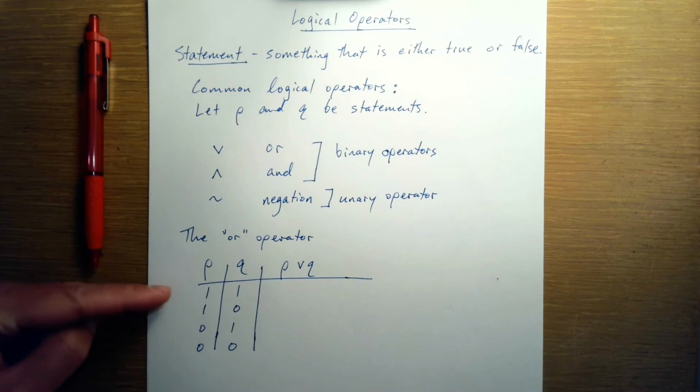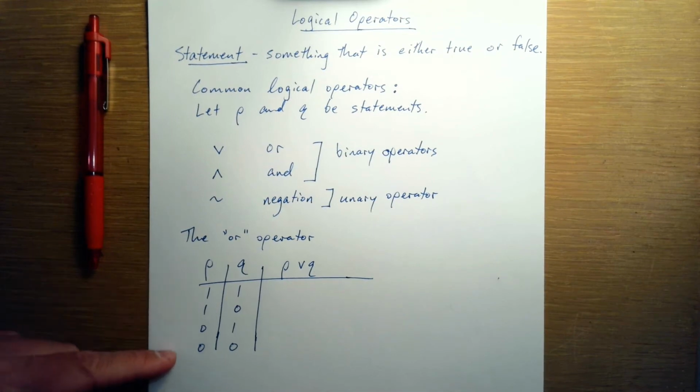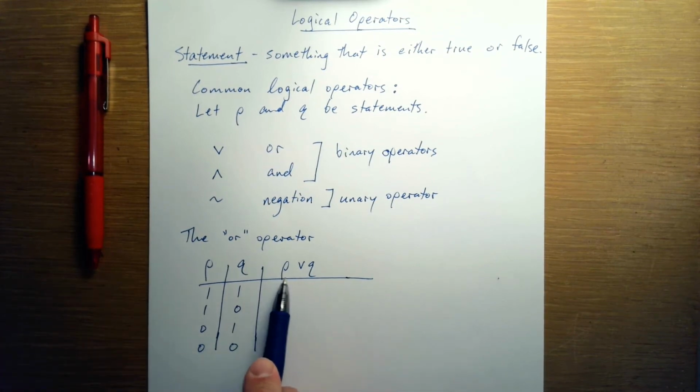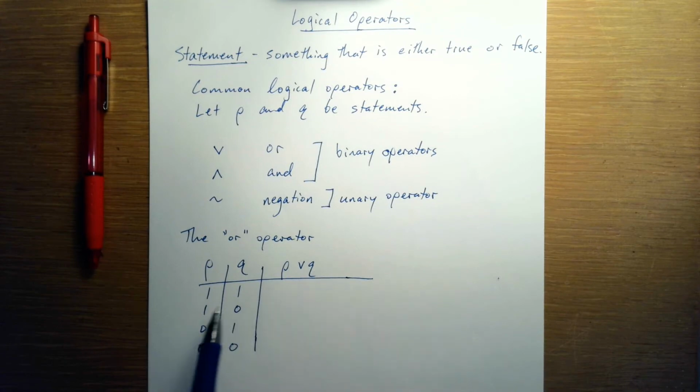Here, each row corresponds to one situation. So if we're examining P or Q, it could be the case that P is true and Q is true. Or it could be the case that P is true and Q is false, or P is false and Q is true, or they're both false. And those are the only four possibilities, and that covers every potential possibility.